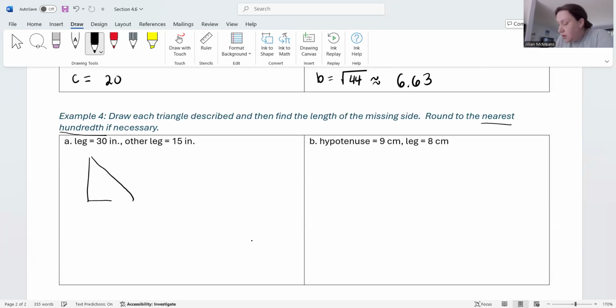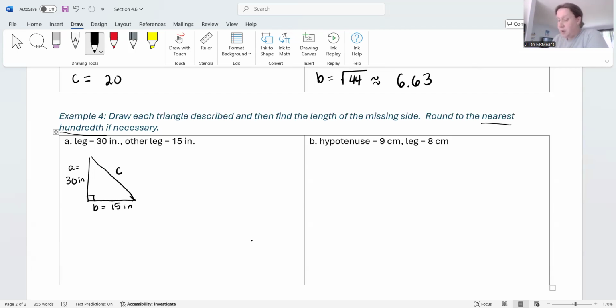We are told that we have the length of the two legs of the triangle. So remember, the legs make up that right angle, that perfect corner. Okay, so we'll say leg 1, we'll call it A. It is 30 inches. And we'll call leg B 15 inches. It doesn't matter which one you label A or B, really. And then the hypotenuse, we're going to label C.